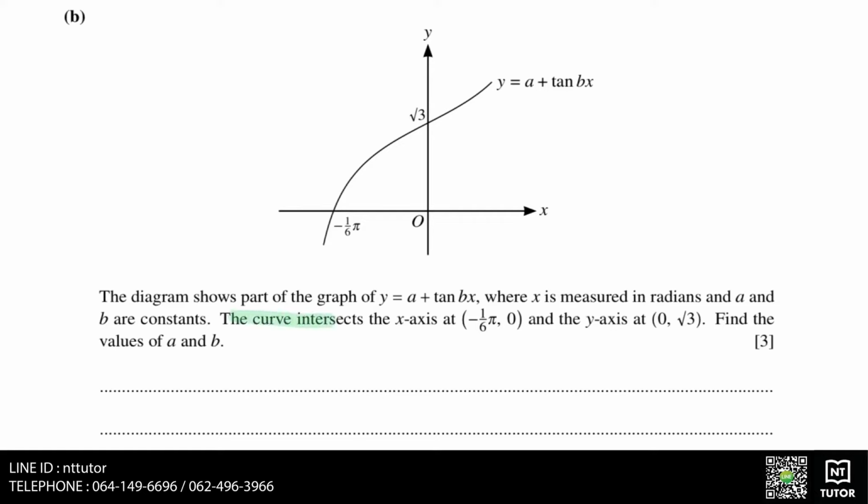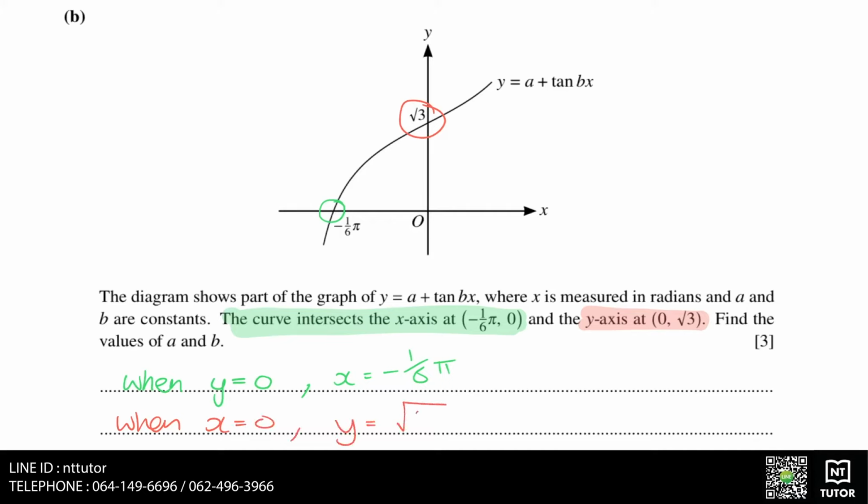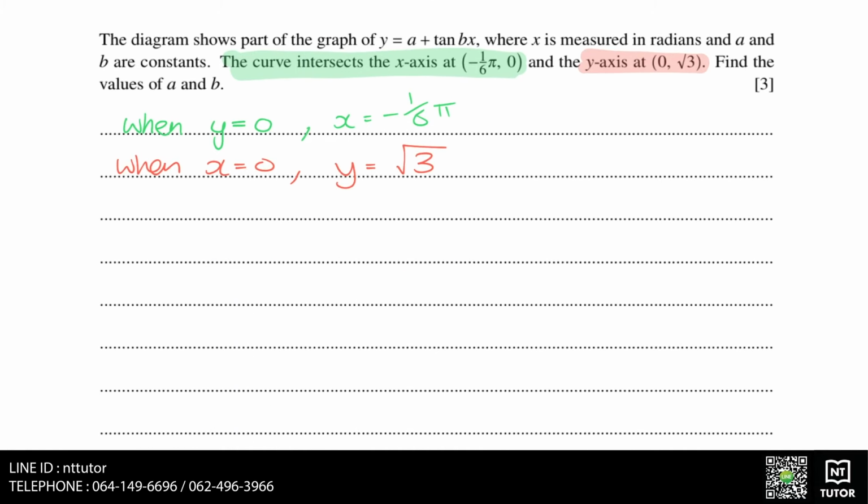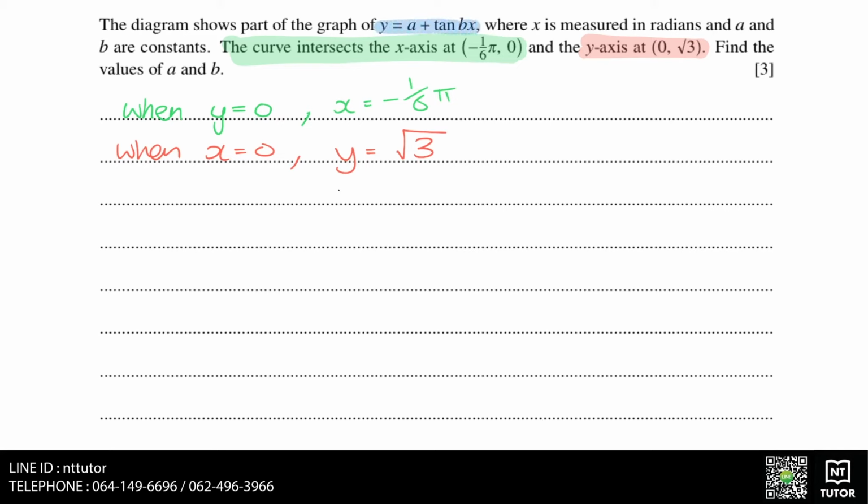From the fact that the curve intersects the x-axis at minus pi over 6, 0, we know that when y equals 0, x will equal minus 1 over 6 pi. And from the fact that the curve intersects the y-axis at 0, square root 3, this means that when x equals 0, y equals root 3. And we can use these two facts to substitute into the equation of the curve y equals a plus tan bx to find out the values of a and b.